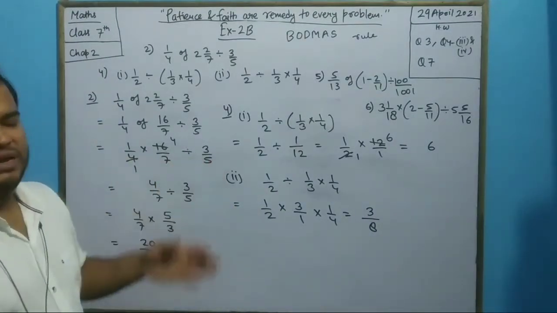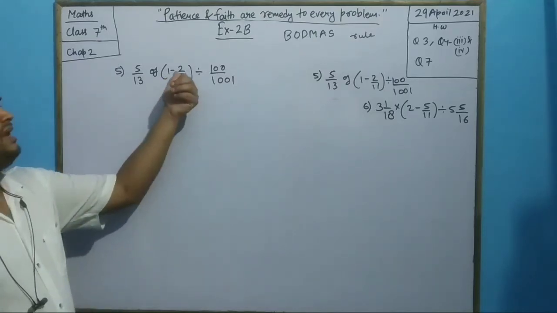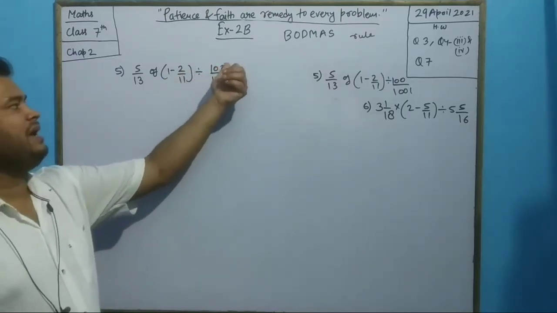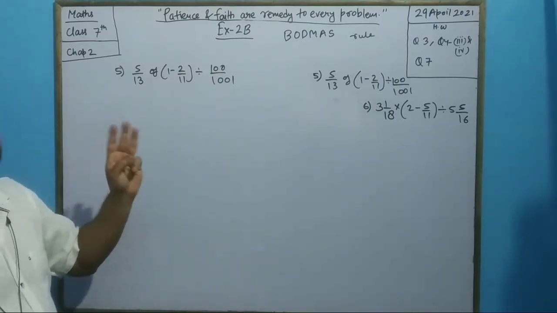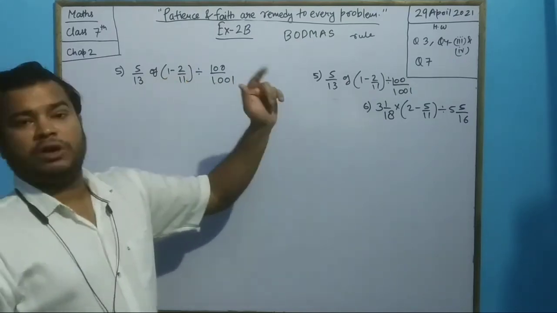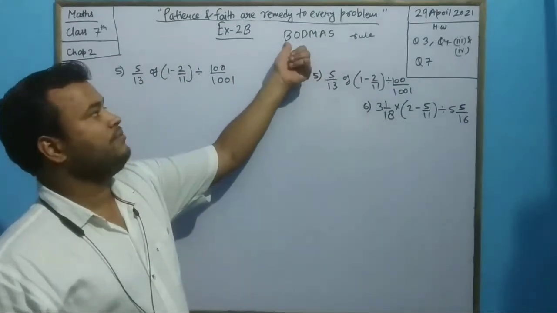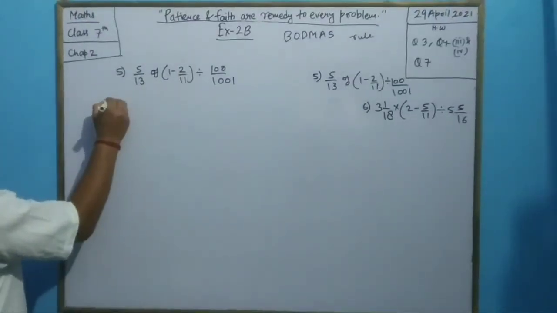Now let us see the remaining questions. Is 5 upon 13 of 1 minus 2 upon 11 divided by 100 upon 1001. Again, here there are three operations: of, bracket and division. Which comes first? Let us see. Bracket comes first, then comes of. So we need to operate the bracket first.